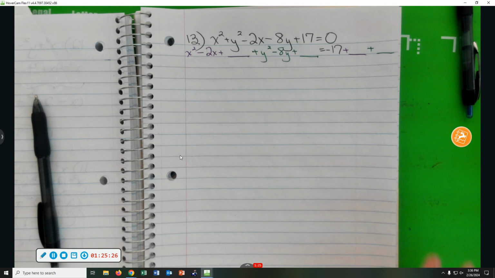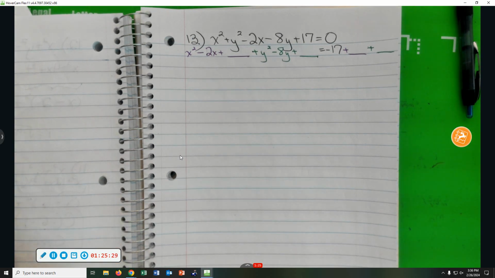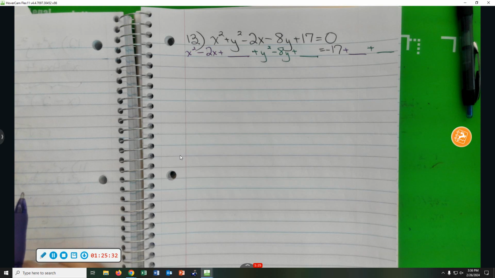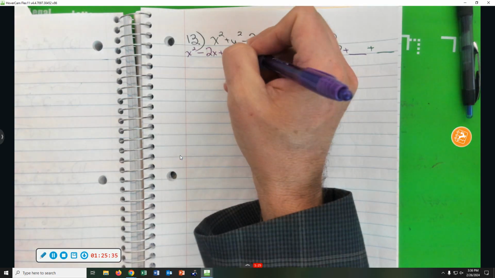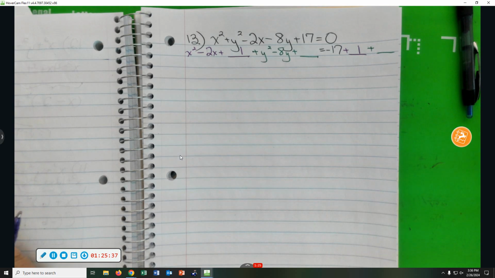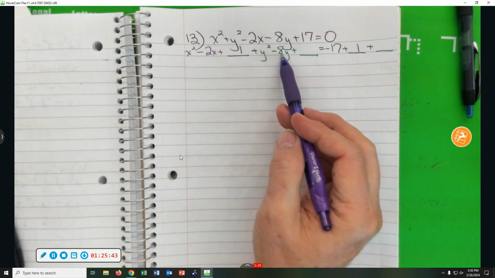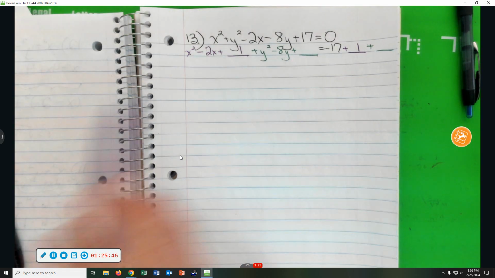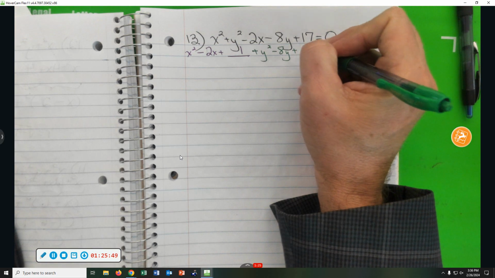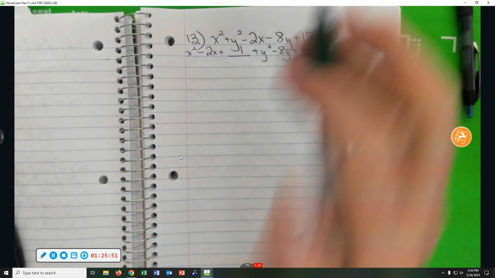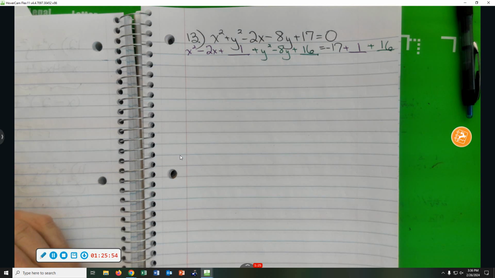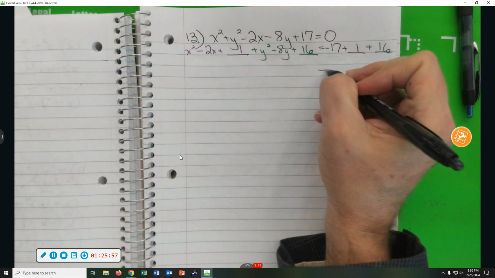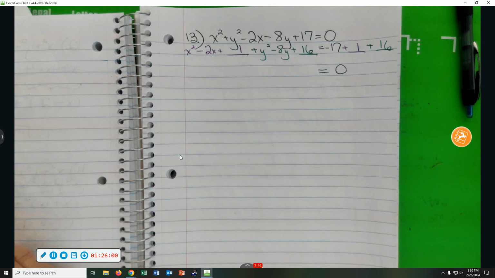What's going to go in the purple blanks? 1. 2 divided by 2 is 1. 1 times 1 is 1. So 1 and 1. What's going to go in the green blanks? 16. 8 divided by 2 is 4. 4 times 4 is 16. I agree. So what have we got on the right-hand side? A 0. So will the graph be a circle? It's just going to be that center point.